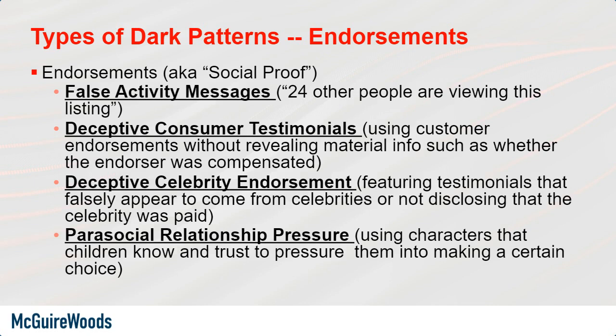So let me start with the first one here, which is endorsements. There's four main kinds they mentioned: the false activity messages, such as, there's 24 other people who are viewing this listing. That's a very common feature in a lot of websites. I like to get on Zillow and look at other properties that I'm never going to buy or couldn't afford. But it'll tell you here's other people who are looking at this or who've saved it.